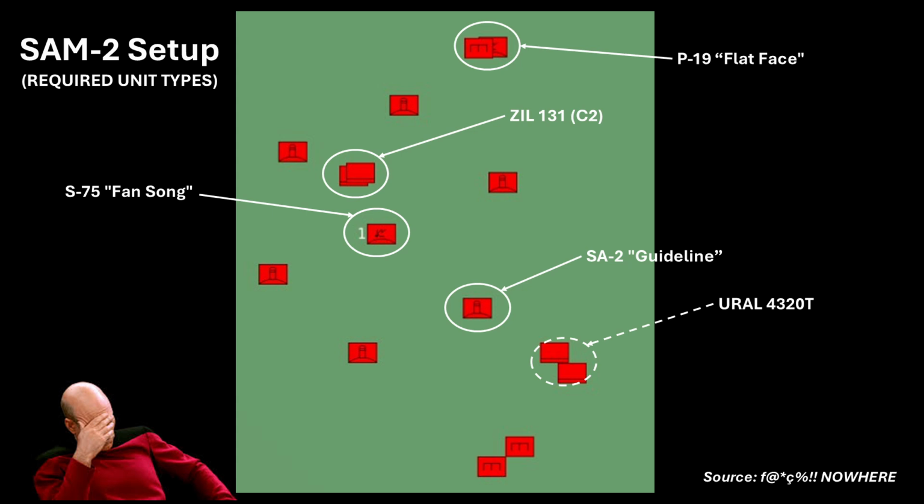And if you want the group to reload, you must also add a couple of Ural 4320T trucks to supply more ammunition. Simple, right? You won't find a word of this in Eagle Dynamics quality documentation. If you get the components wrong, the group won't function correctly.